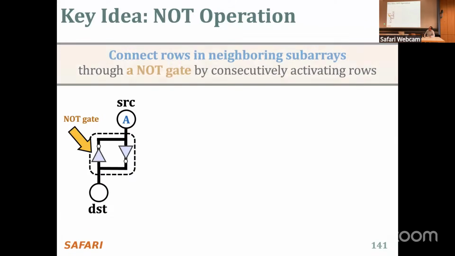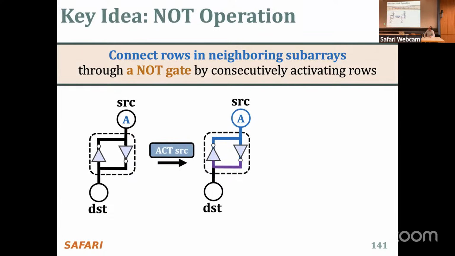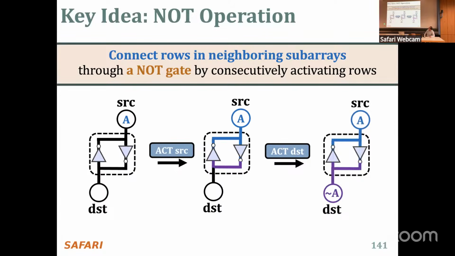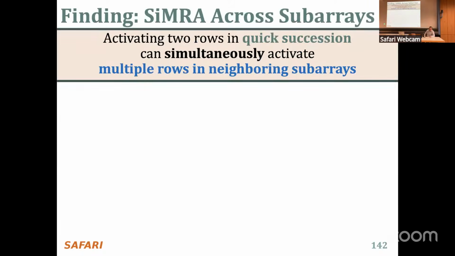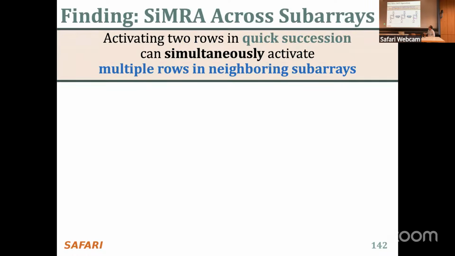There's a NOT gate over here. Now you connect the rows in neighboring subarrays through a NOT gate by consecutively activating those. So you activate the source, which brings the data into the destination. Actually, this one doesn't bring the data into the destination. The first activation brings the data, senses the A bar over here. And if you are actually able to activate the destination in quick succession, the data gets captured in the other part of the sense amplifier. So that actually works also.